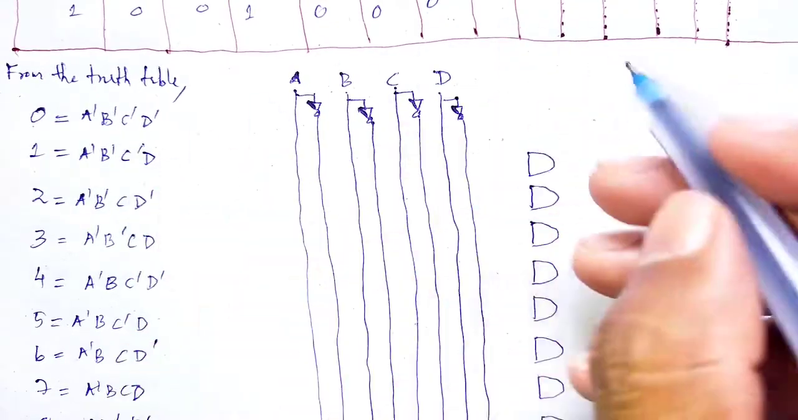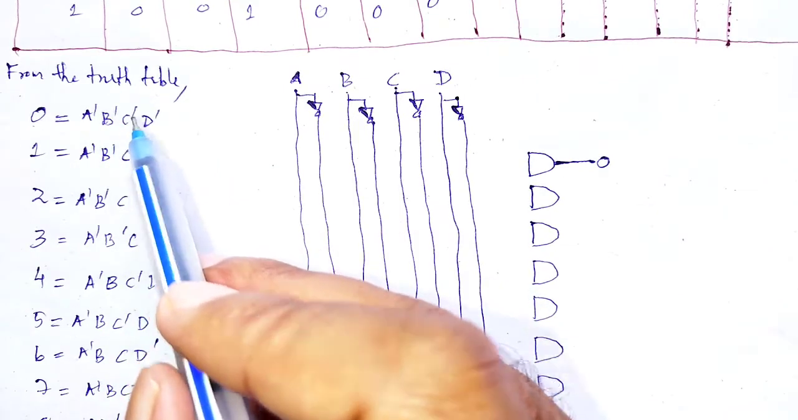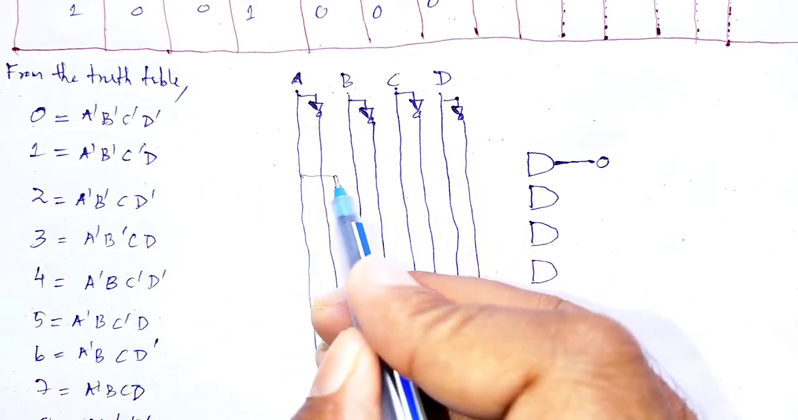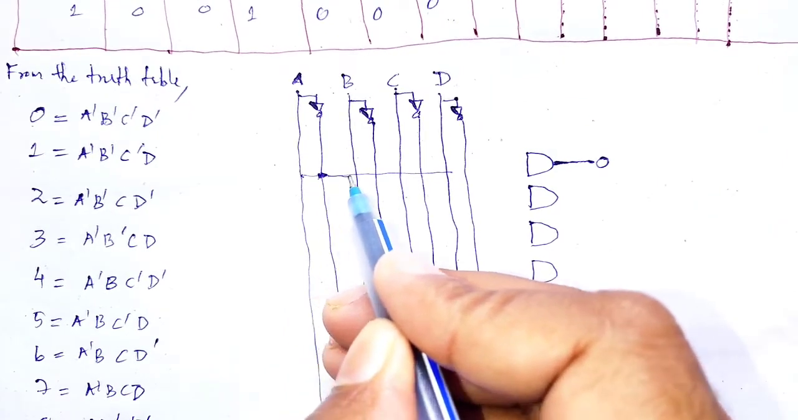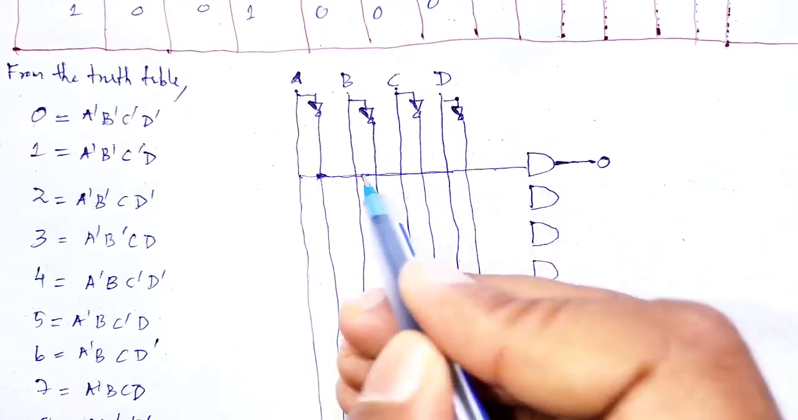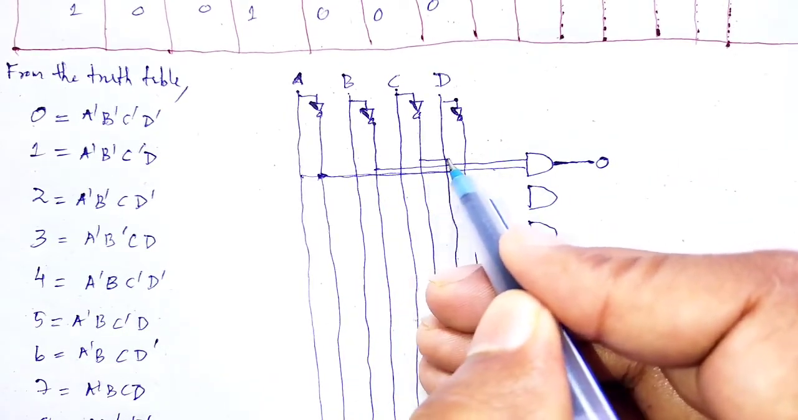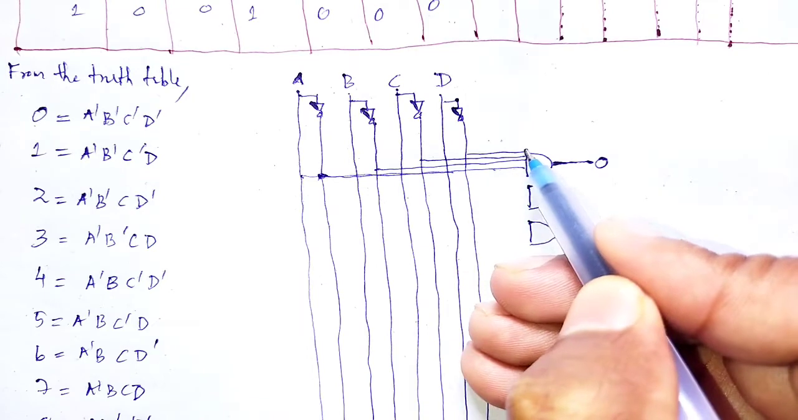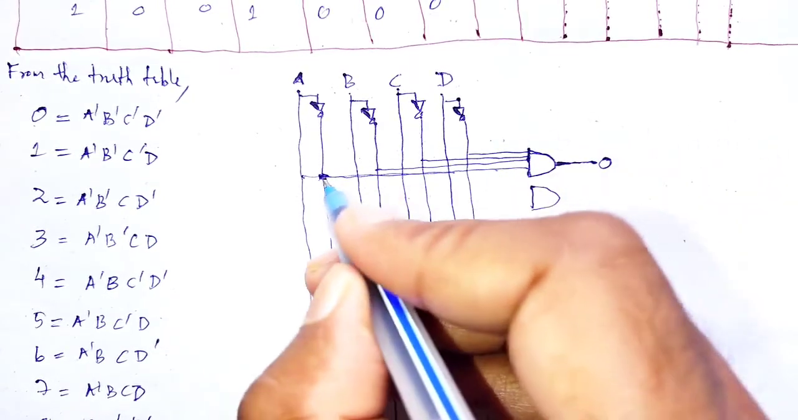For achieving 0, A dash B dash C dash D dash. That line A dash, B dash, C dash, D dash. The starting point.